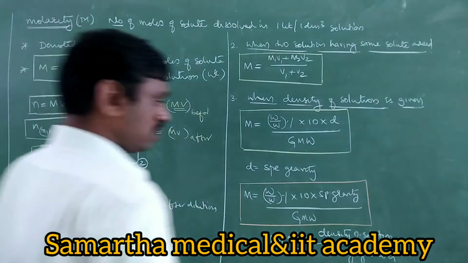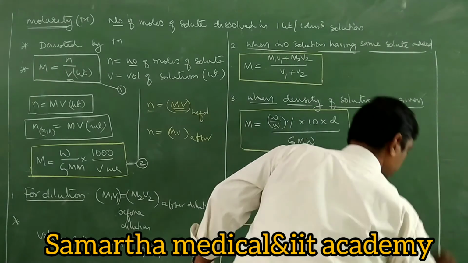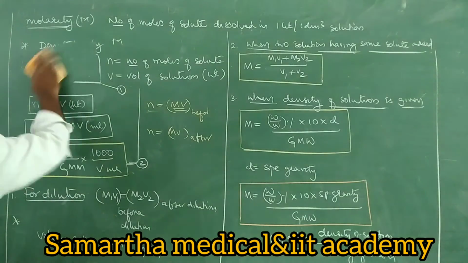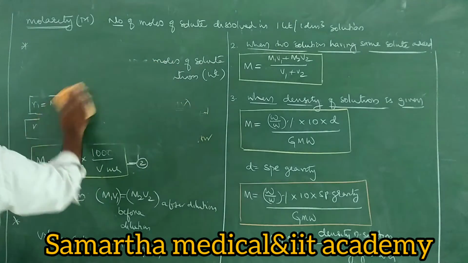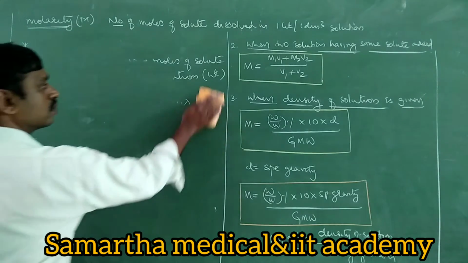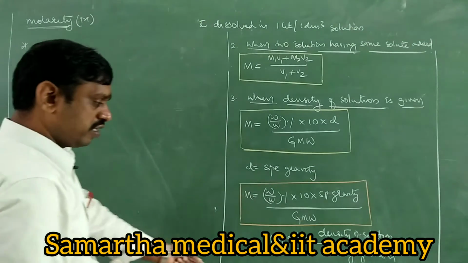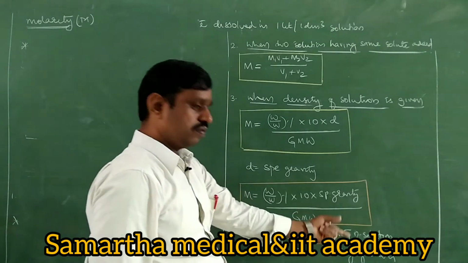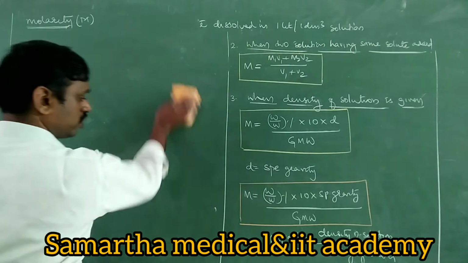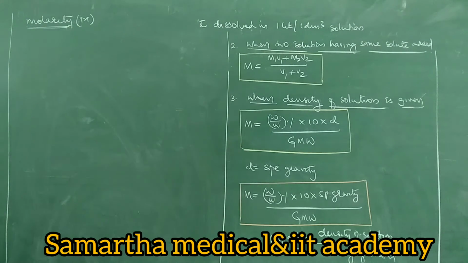So this is for when the density of the solution is given. Next, what is specific gravity? It is nothing but the ratio of the density of the solution to the density of water. You have studied this in fluids in physics. So this is one more formula related to molarity.